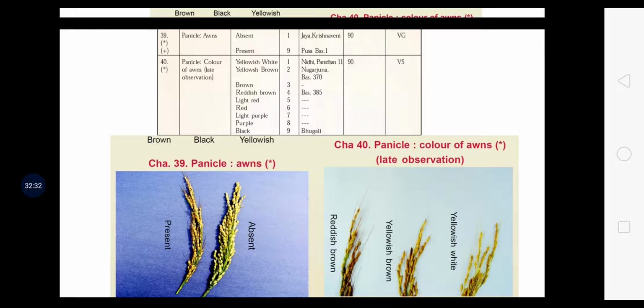40th characteristic is panicle color of the awns. The observation is taken at the late stage, means after the grain filling. Yellowish white, score is 1. Examples are Nidhi and Pantadhan 11. Then yellowish brown is 2. Example is Nagarjuna and Basmati 370. Brown is scored as 3. Reddish brown as 4, that is Basmati 385. Light red 5. Red 6. Light purple 7. Purple 8 and black is 9. Example is Bhogali.